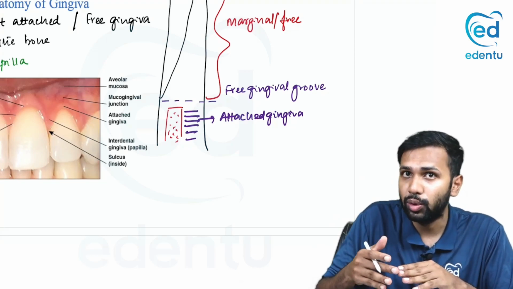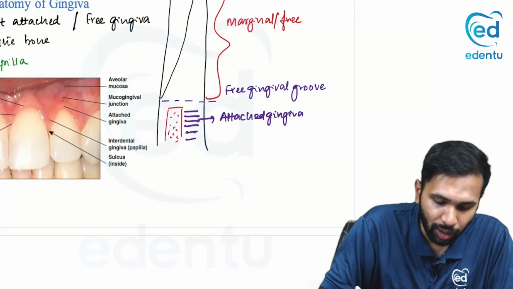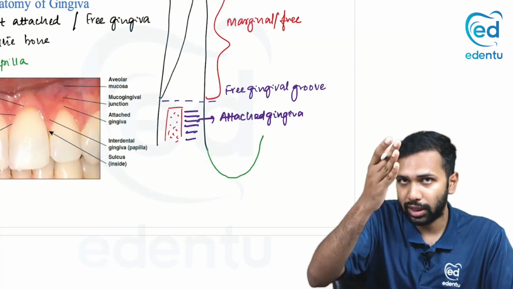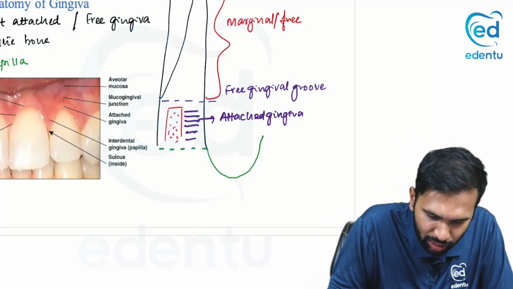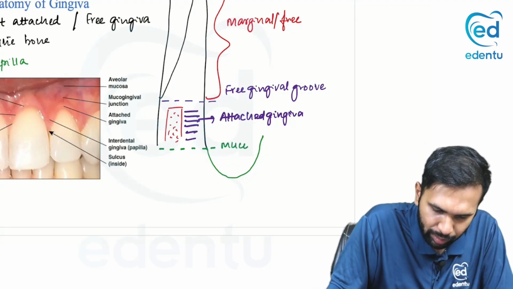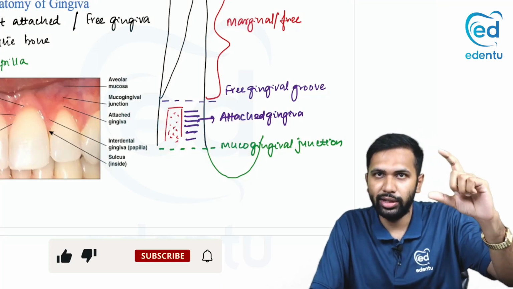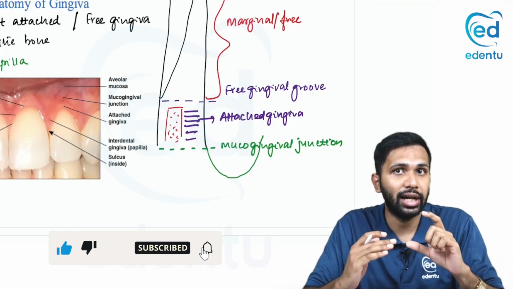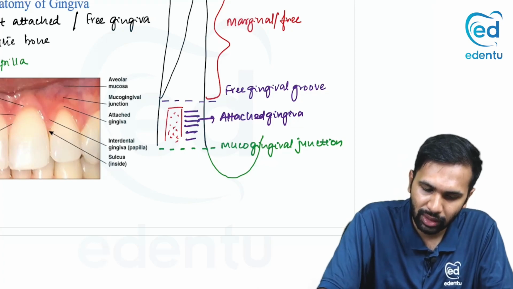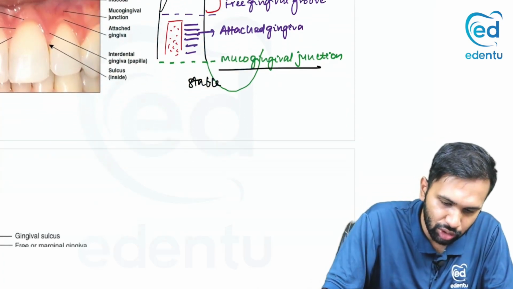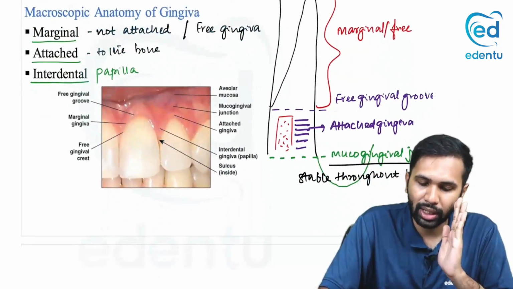Whereas this attached gingiva, as you know, continues as your alveolar mucosa, extending apically into the vestibule and then into the buccal or labial mucosa, right? The demarcation between the attached gingiva and the alveolar mucosa is referred to as the mucogingival junction. We have three tissues: free gingiva, attached gingiva, and the alveolar mucosa. Between free and attached, it is the free gingival groove, whereas between the attached and the alveolar mucosa, it is the mucogingival junction. And the position of this mucogingival junction is stable throughout life. Okay, so this is broadly, macroscopically, the anatomy of your gingiva.